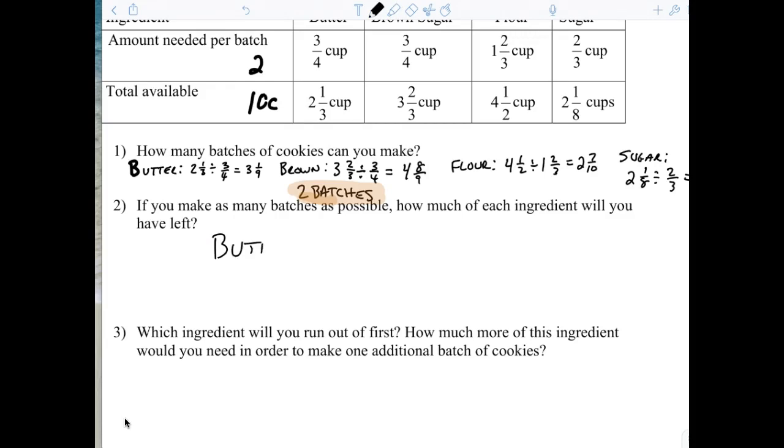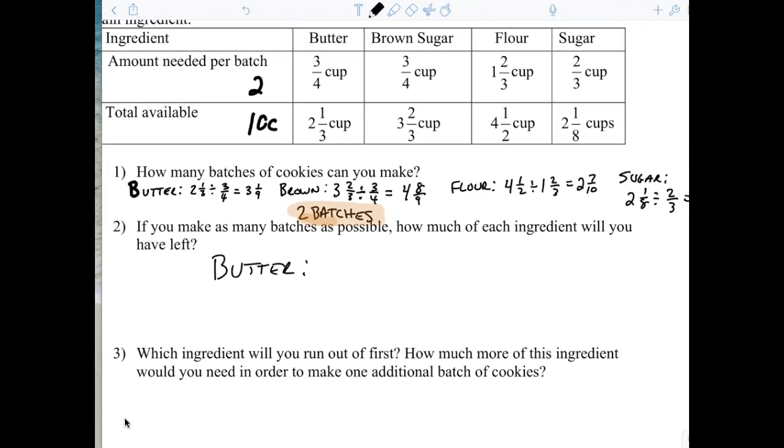So butter. Come on now. I'm making 2 batches of cookies. How much does each batch need of butter? 3/4. Exactly. So you times that by 2. Perfect. So the first thing is we're making 2 batches of cookies. So he's going to tell me that I'm going to do 3/4 times 2, which is what? Use your calculator. 1 1/2 cups.